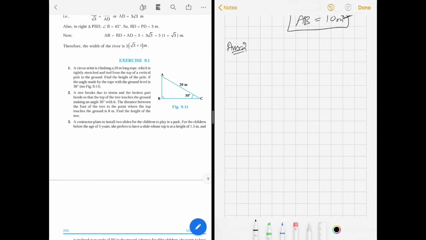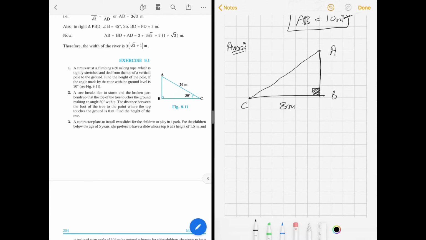So basically there was a tree which broke down due to the thunderstorm. Suppose this is the remaining portion of the tree. I'll call it AB. Now point A is the place from where the tree broke. So it is now touching the ground, making an angle of 30 degrees with it, and the distance between the foot of the tree, that is point B, and where the top touches the ground, I am making it to be C, and AC is given to be 8 meters.